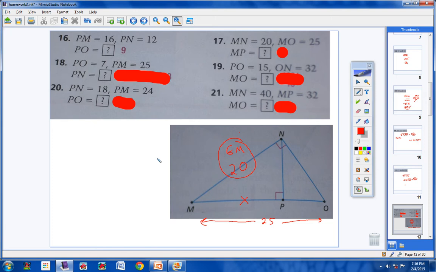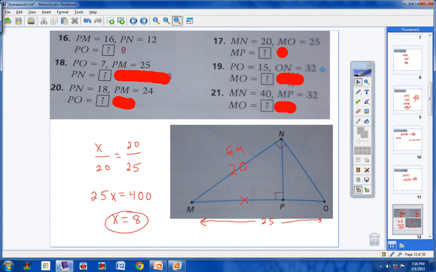You've got to remember which sides are your geometric means and which two numbers you're taking the geometric means of, okay? So 20 is your geometric mean. These are the two numbers here that you're taking the geometric mean of. So your x goes here and your 25 goes here, and then you write your geometric mean here and here. And here we go. 25 times x is 25x. 20 times 20 is 400. Divide both sides by 25, and x equals 8. Okay, so the answer up here should be 8.